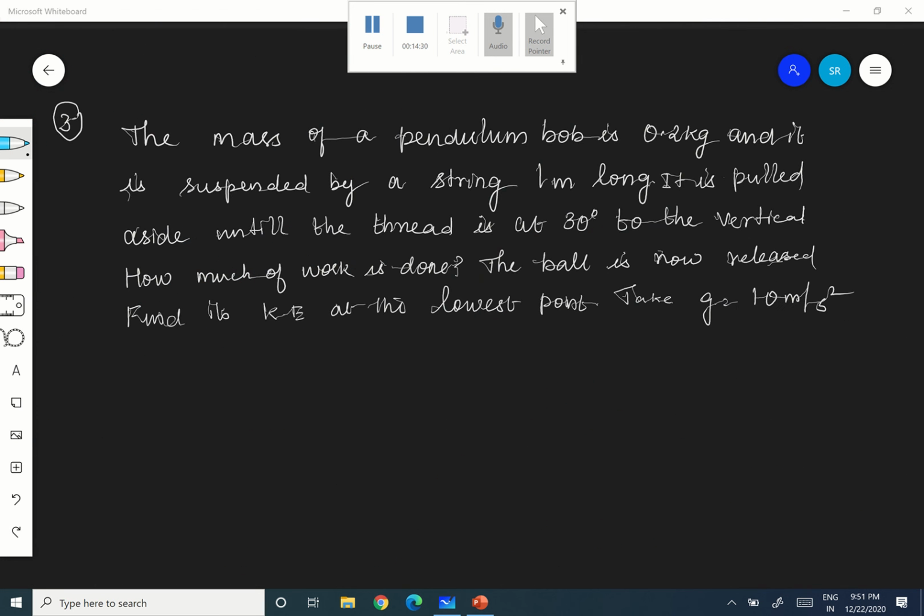Next problem. The mass of a pendulum bob is 0.2 kilogram and is suspended by a string 1 meter long. It is pulled aside until the thread is at 30 degrees to the vertical. How much work is done for that? The ball is now released. Find the kinetic energy at the lowest point. Take g equal to 10 meter per second squared.